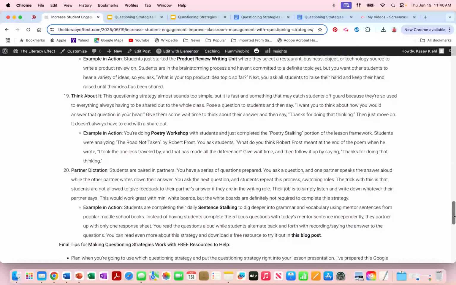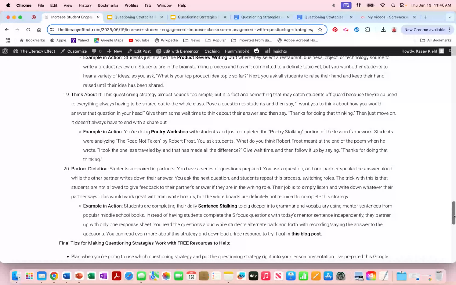The next one is the think about it. This questioning strategy sounds almost too simple, but you ask the question, you ask students to think about it, and then after giving proper wait time, you say, thanks for doing that thinking, and you move on.